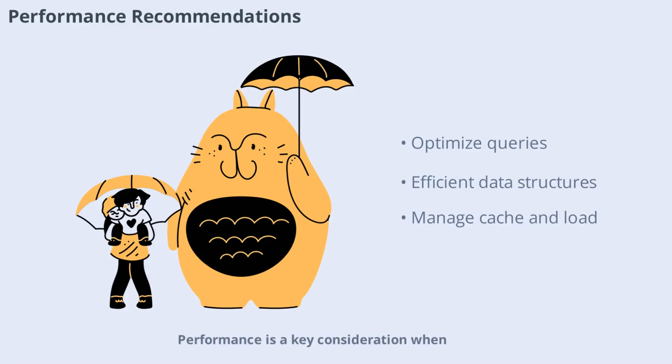Performance is a key consideration when working with large or complex hierarchies. The guide offers recommendations for optimizing queries, managing cache and load strategies, and structuring your data for maximum efficiency. By following these best practices, you can ensure your hierarchy operations are fast and reliable.